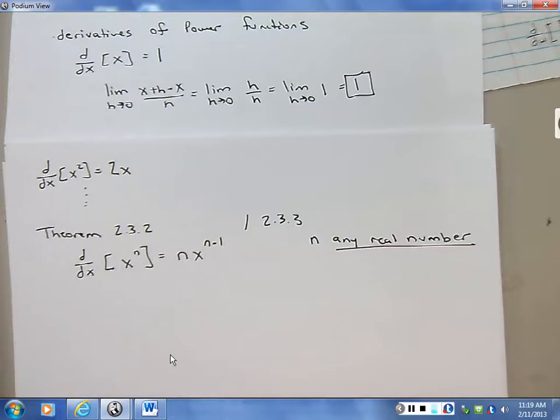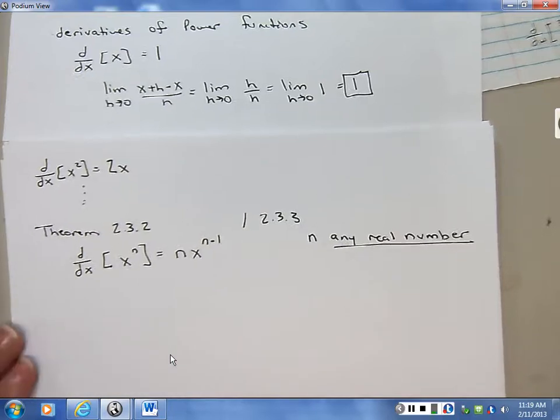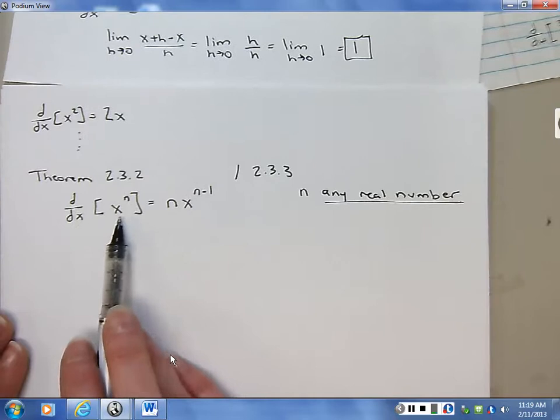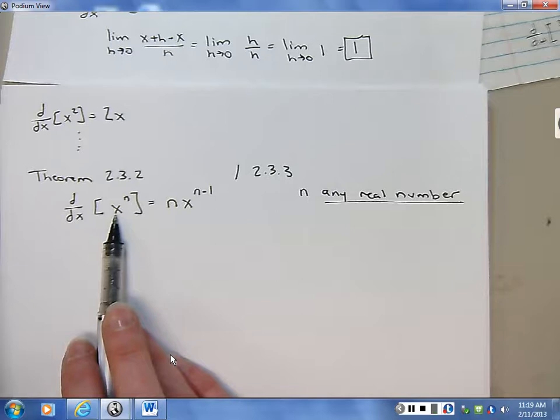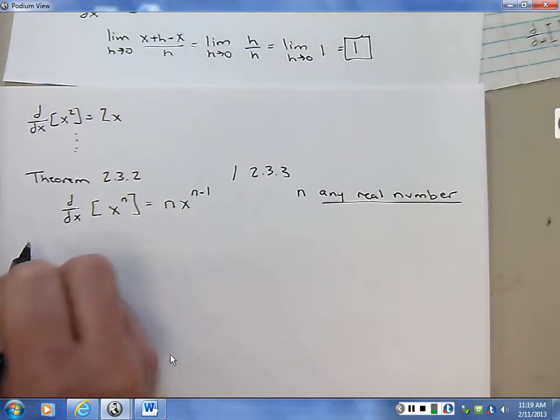Because if you think about x to the 8th power, if you were to prove that, you'd have to have x plus h to the 8th power. So you're going to have to use the binomial theorem and have this really large polynomial. But eventually, you take the limit as h goes to 0, and all the other terms with h's in it go away. So let's look at some examples.